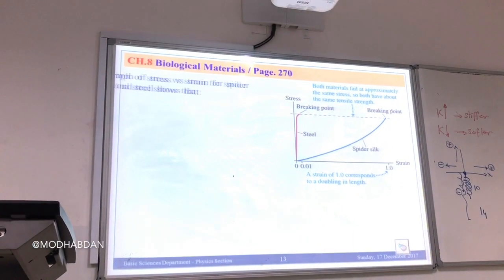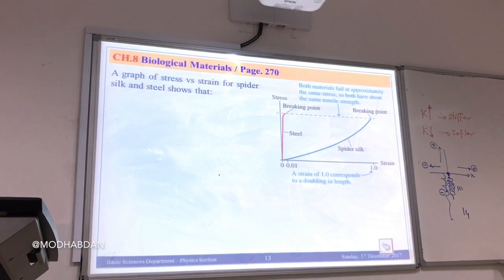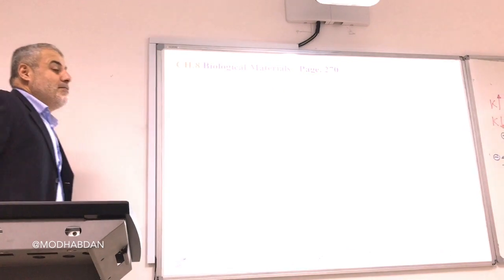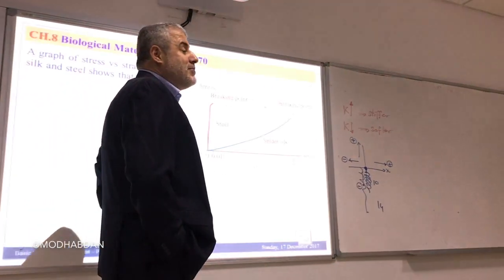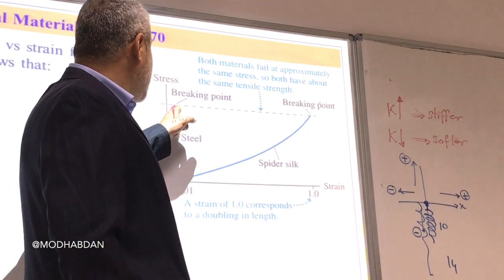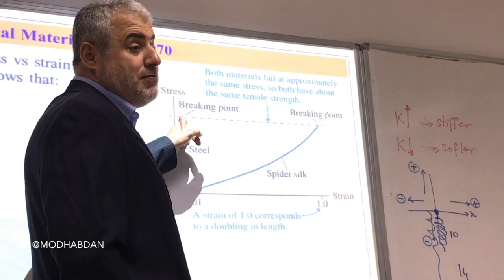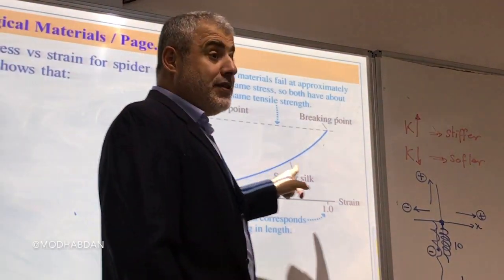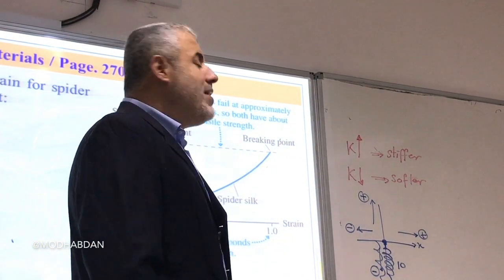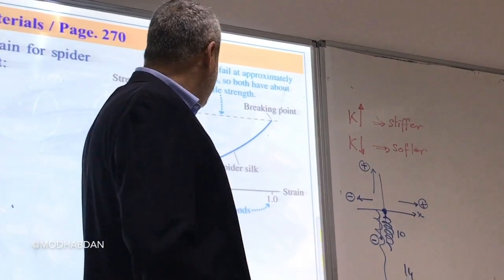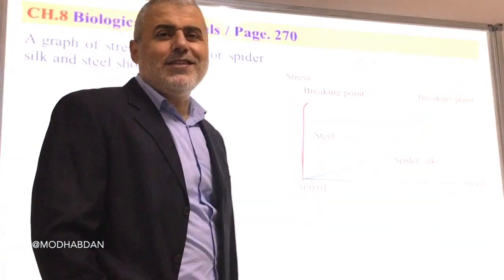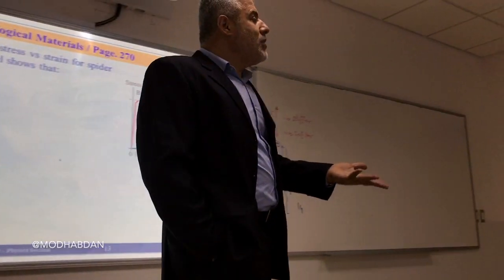Now here, guys, this just gives us an idea. This is important because it concerns biological materials. I need to show you something. The steel has the following graph, where its breaking point is at this position, and the spider silk has this one. Who can explain this? Why does the spider silk have more strain than the steel? Do you understand the strain? Why does it respond more than steel?